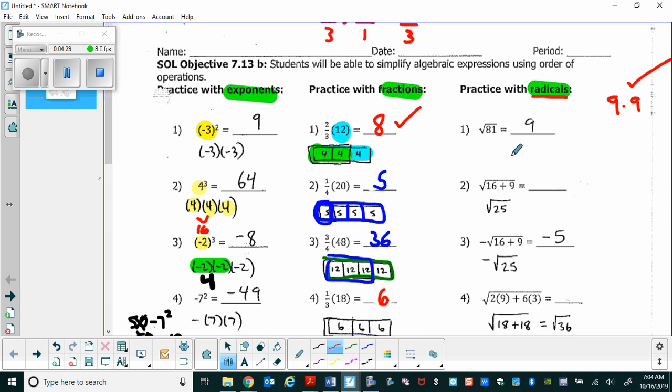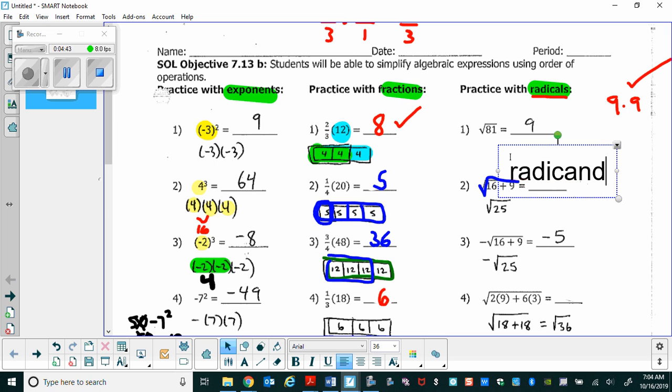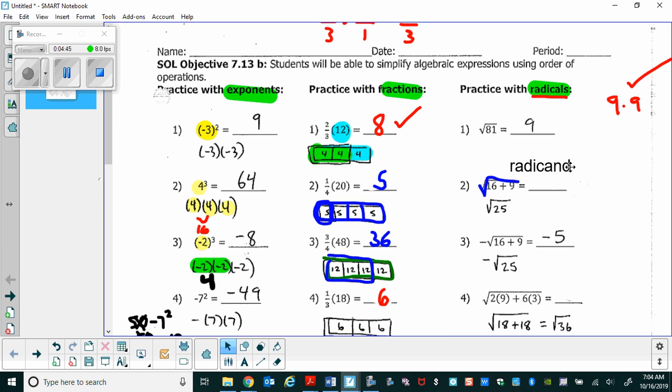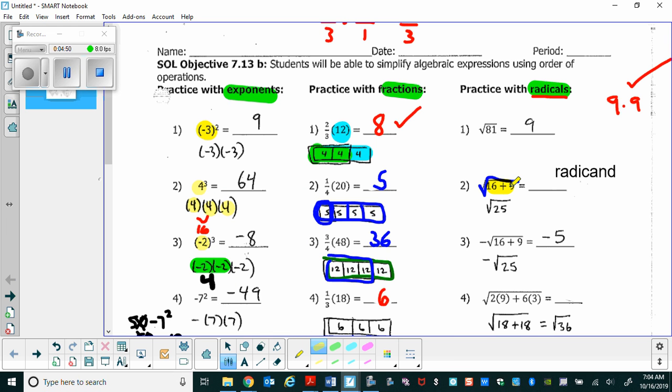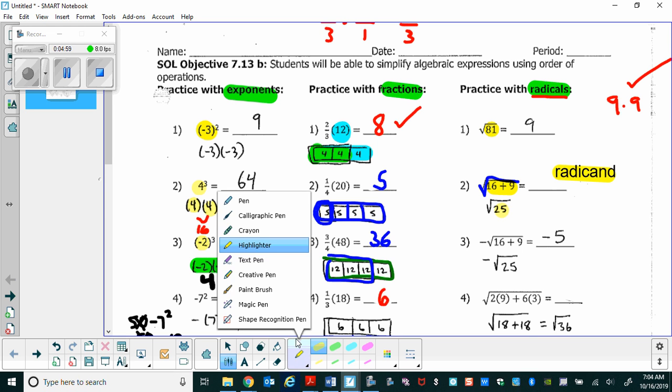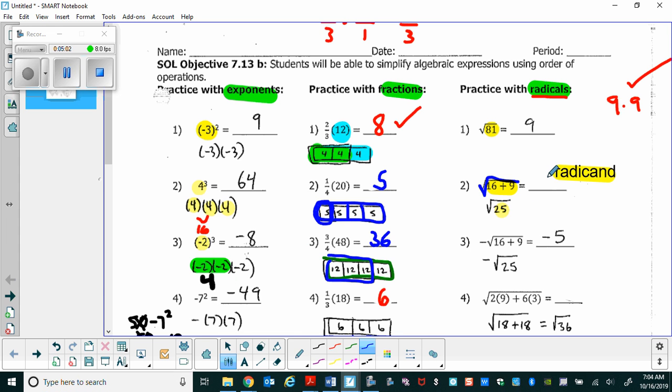Now for number 2 here, what I'm going to point out is that the radical kind of acts as a grouping symbol, where first you want to simplify the radicand, and I'm going to type that word in here right now, radicand. In this situation, the radicand is the 16 plus 9. So I'll highlight that so that it is color-coded for you to see it. This is the radicand. In number 1, the radicand was already just an 81. So when we simplify, we get 16 plus 9, and now the radicand is a 25. And so now we can take the square root of that, and the answer would be 5.